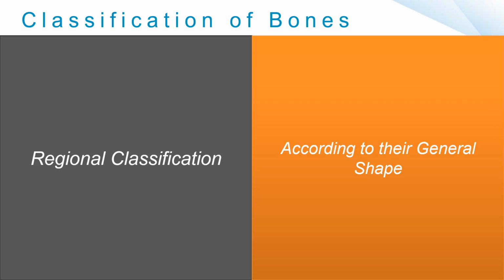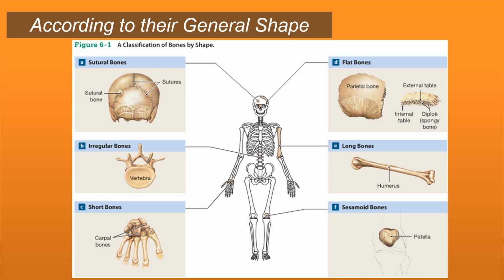So we go next to the general shape. The bones are grouped as follows based on their general shape: long bones, short bones, flat bones, irregular bones, and sesamoid bones. We will tackle them one by one.